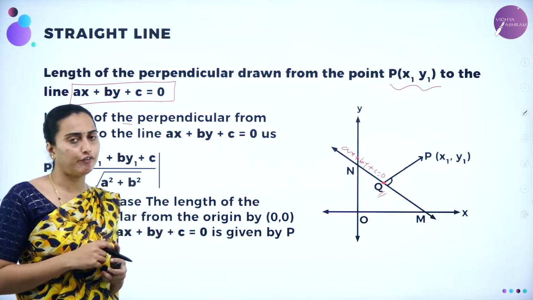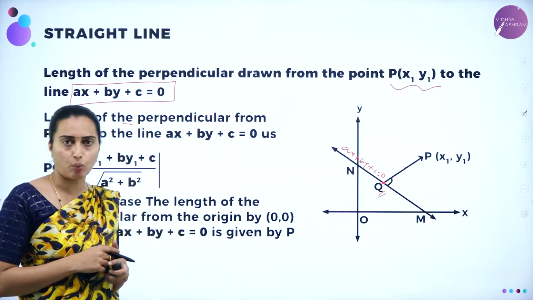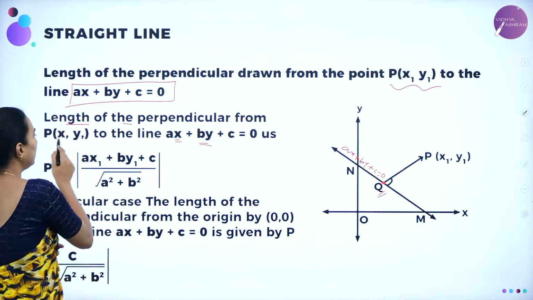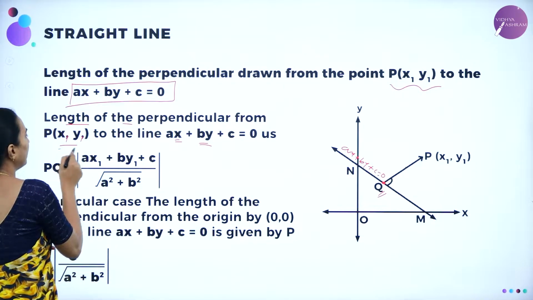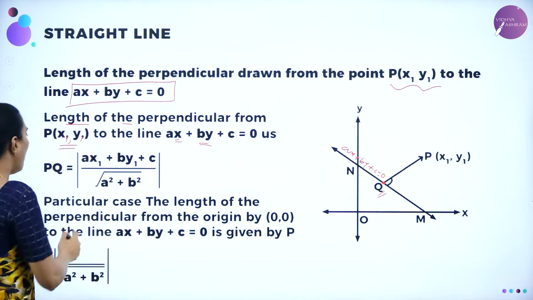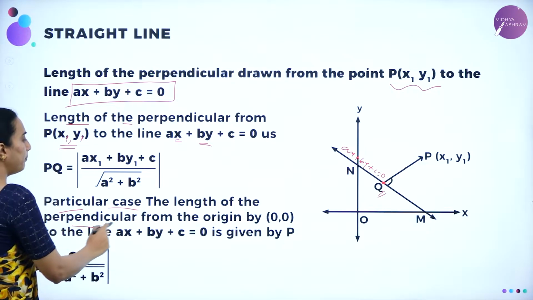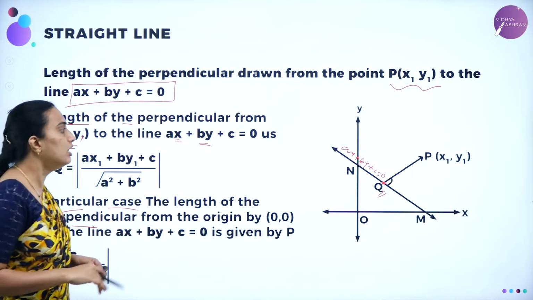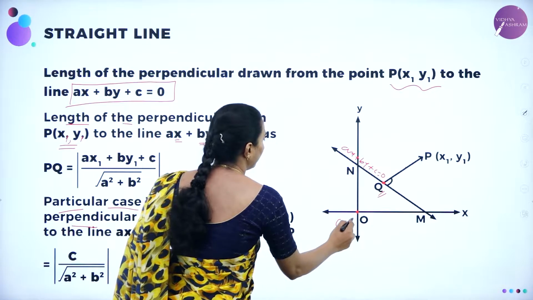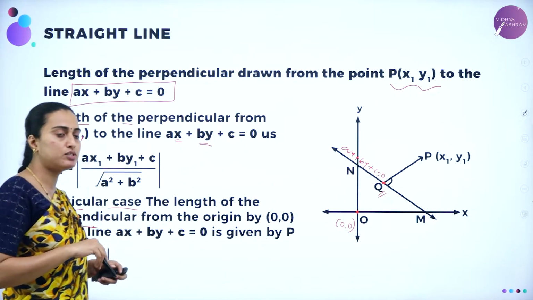That is, the coefficient of x squared plus the coefficient of y squared. Here, x and y are replaced by substituting the point as x1 and y1. Now a particular case: the length of the perpendicular from the origin. Suppose this is the origin, that is 0, 0. Then x1, y1 will become 0, 0.